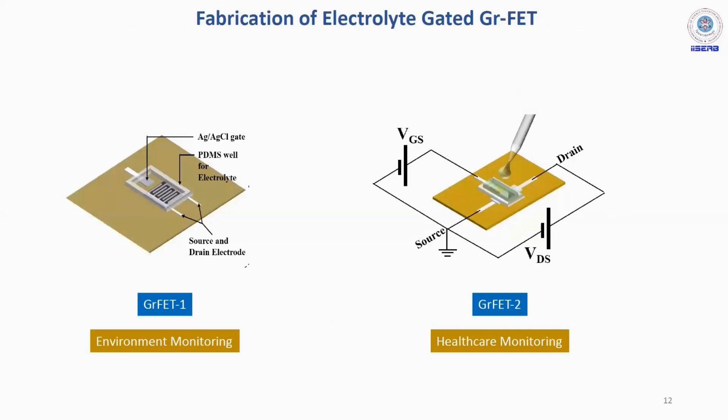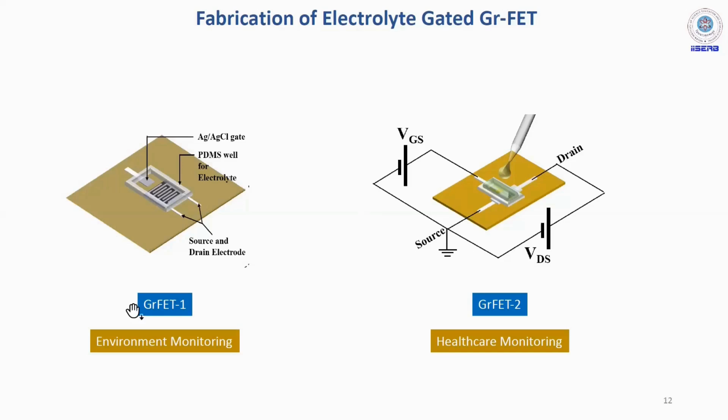And after that, we developed two different FET structures. The first one we call GR-FET1, Graphene FET1, and the second one is Graphene FET2. The Graphene FET1 has an interdigitated electrode in terms of source and drain. However, the Graphene FET2 has a conventional geometry where you have a source, drain, and then you have a gate.